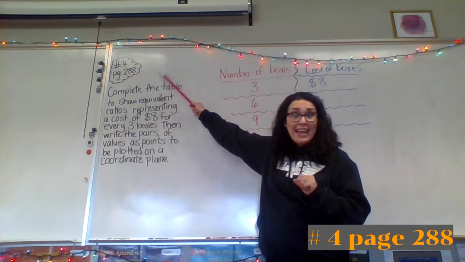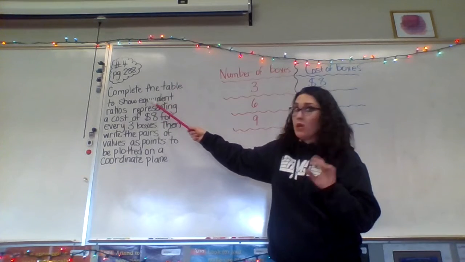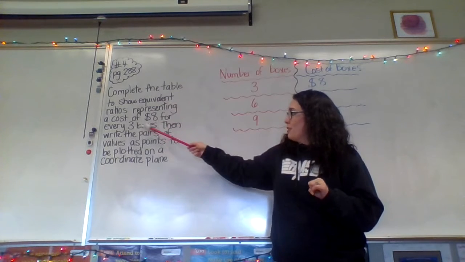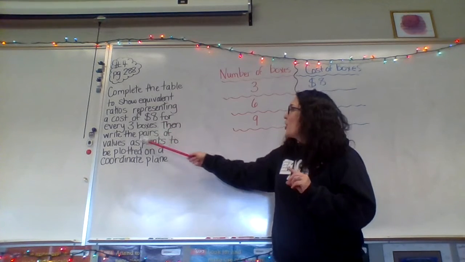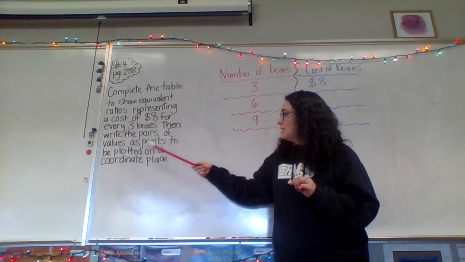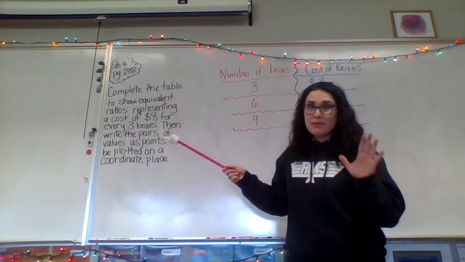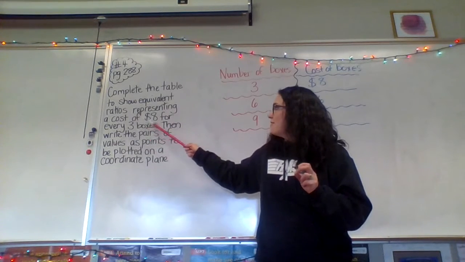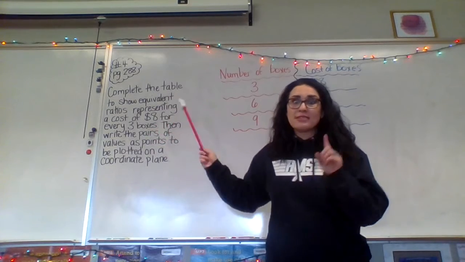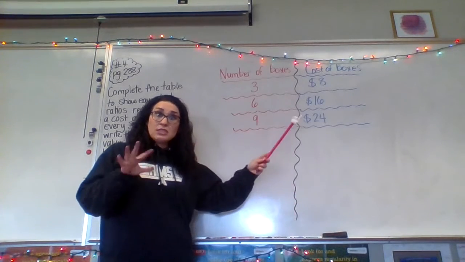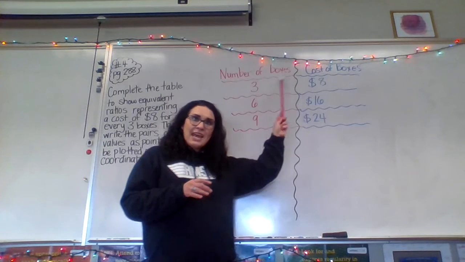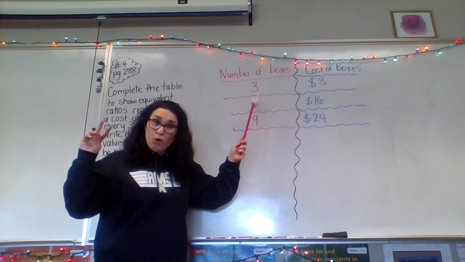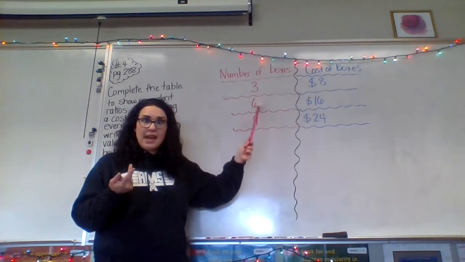page 288. It says, complete the table to show equivalent ratios representing the cost of $8 for every 3 boxes. Then, write the pairs of values as points to be plotted on a coordinate plane. Something I want to point out to you, all right? So, in our problem, it says the cost of $8 for every 3 boxes. But you'll notice the table, this is what's also in your book, it has the boxes and then the price, right? Now, I know that it's a little weird because it's switched. That order is kind of flipped from the problem to the actual table.